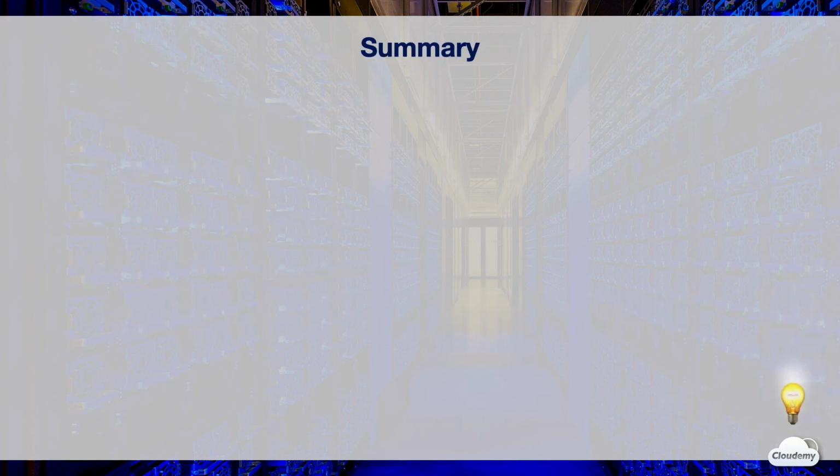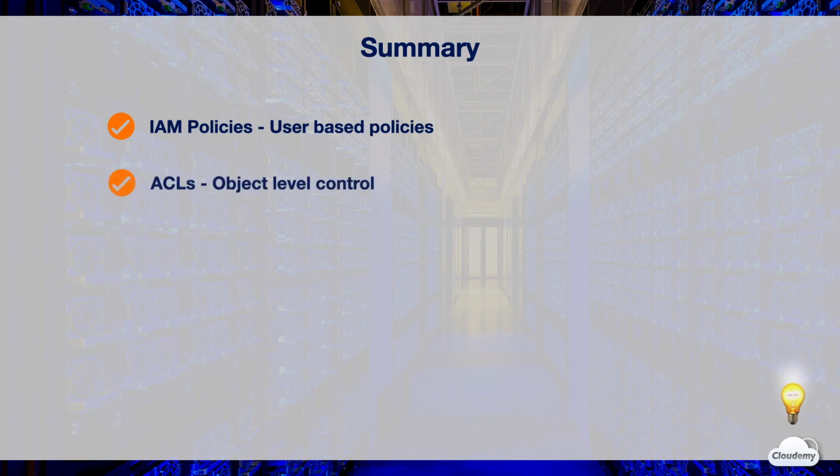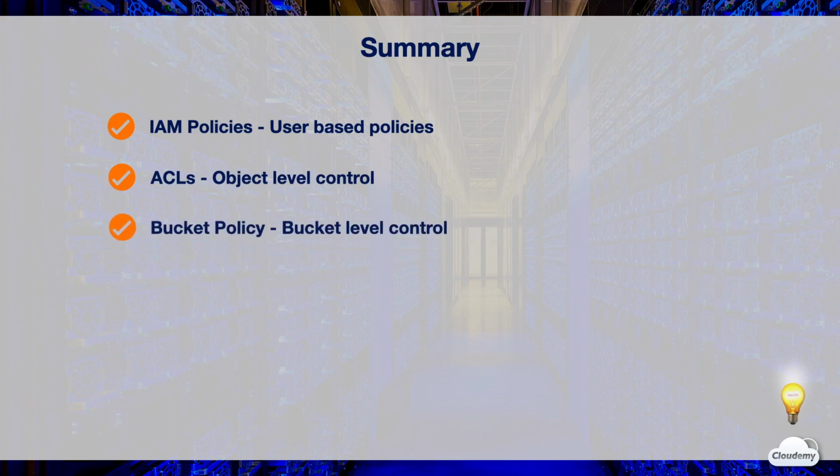In this episode, we've learned access control in S3. S3 offers different ways to control access to data stored in a bucket. You can configure IAM policies to control access to S3 buckets and objects for IAM users, groups and roles. IAM policies are user-based policies. You can use access control lists to control access to S3 objects at the object level. You can attach a bucket policy to an S3 bucket and control access to the bucket and objects at the bucket level. You can use access points for more dedicated access control for S3 object operations.